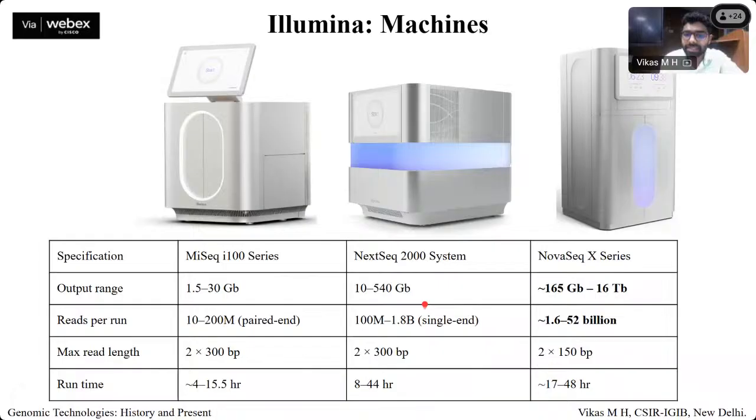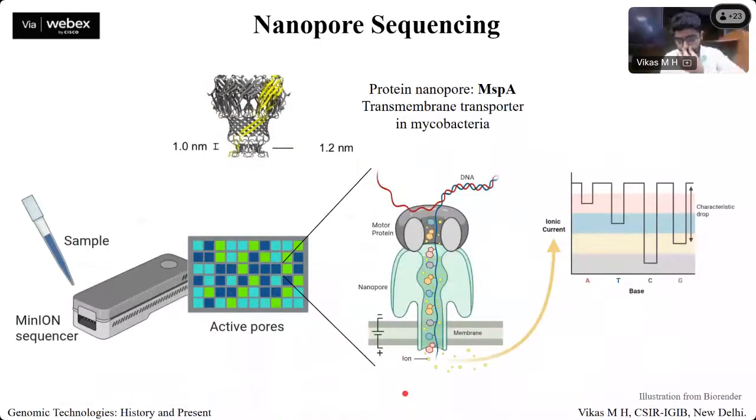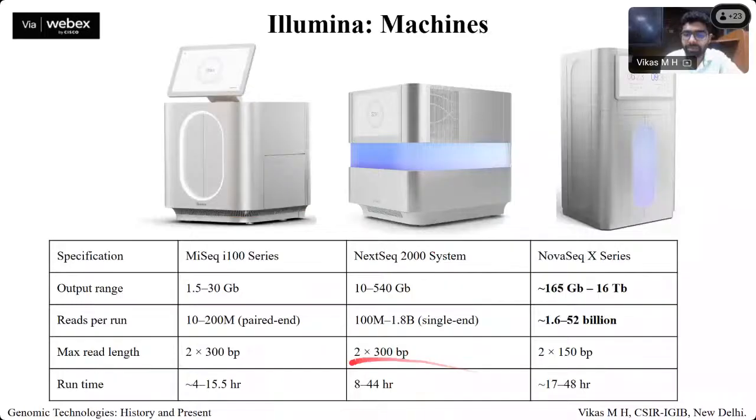Then NextSeq was developed recently, and it can also sequence up to 600 base pairs, and it can generate data up to 540 GB and about 1.8 billion reads in a single run. The whole sequencing experiment will span some time.